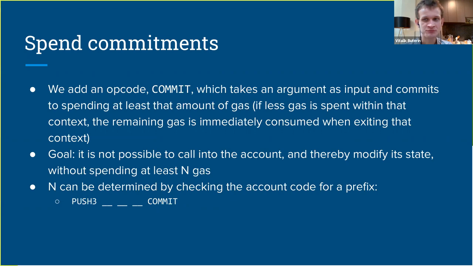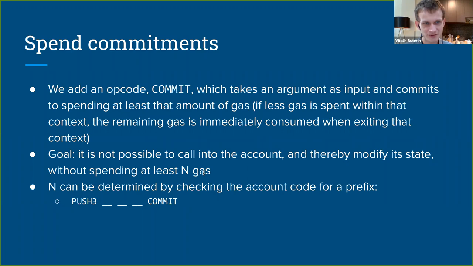And you can check very easily what the guaranteed spend commitment of an account is by basically checking the code of its account for a prefix, right? And a prefix basically is just like push 3, some number from 0 to 16 million, and then a commit.